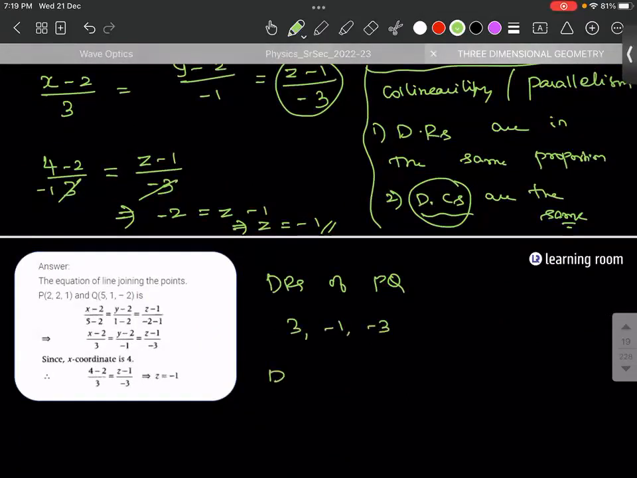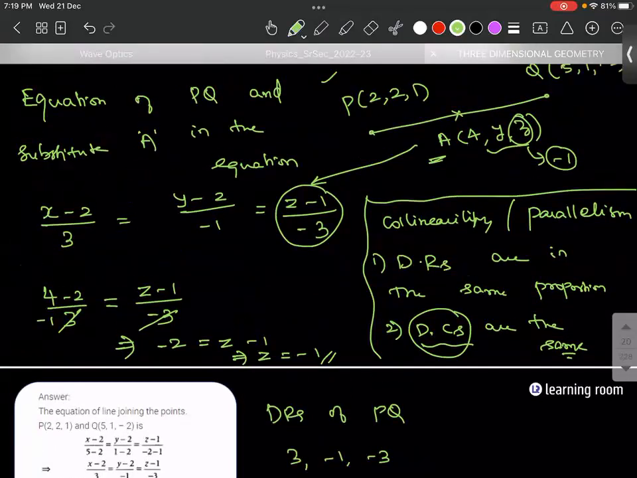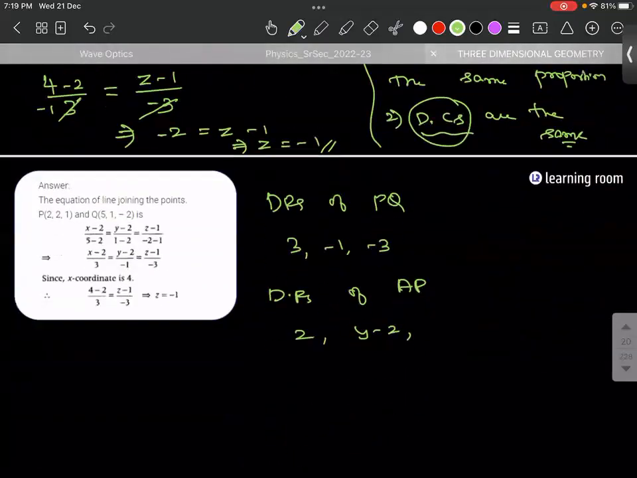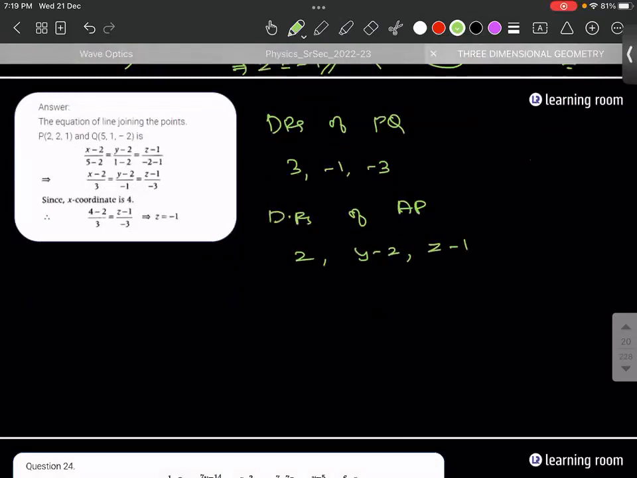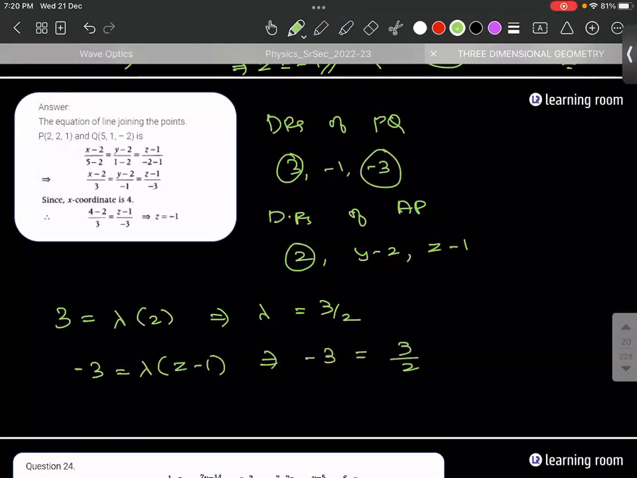Yes. What are the DRs of AP? 2, y minus 2 and z minus 1. So they both are in the same proportion. Because here, look, 3 and 2 are not the same. So they are going to be in the same proportion, which means 3 is equal to lambda into 2. Then lambda is 3 by 2. Similarly, minus 3 will be equal to lambda into z minus 1, which implies minus 3 is equal to 3 by 2 into z minus 1.